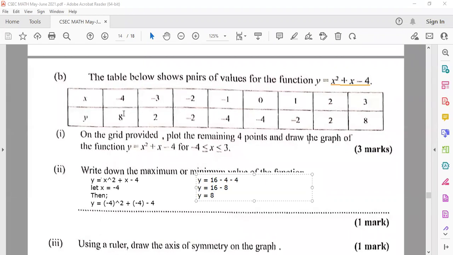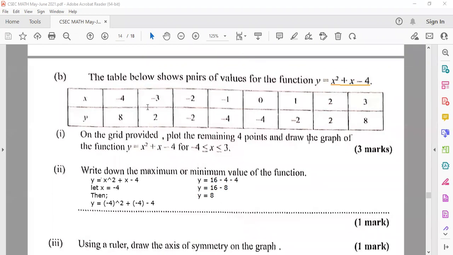So for each of the values that they have here, all they did is they used the same formula and they used different values of x. Okay? They use the same formula but different values of x. Okay. We clear? Yes, sir.